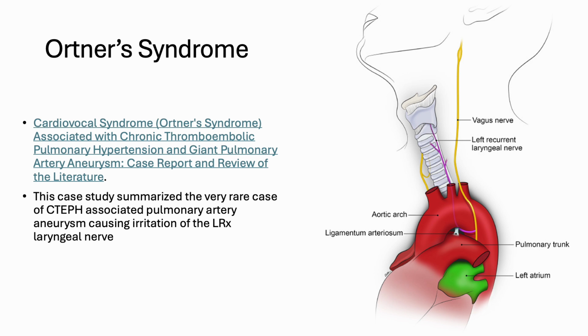Alright, enough teasers. This is Ortner syndrome, or impingement of the left recurrent laryngeal nerve, which can cause vocal cord dysfunction and hoarseness. It can occur in left atrial enlargement, neoplasm, or, in this case study I provided, in a rather large pulmonary aneurysm in the setting of chronic thromboembolic pulmonary hypertension, or CTEPH, which is definitely worth reviewing.